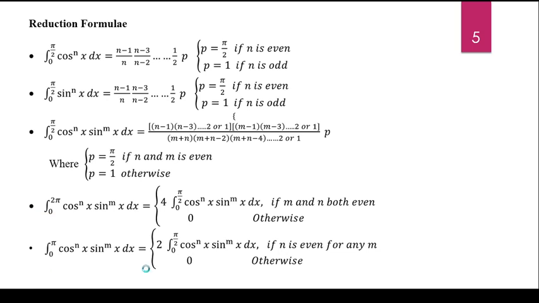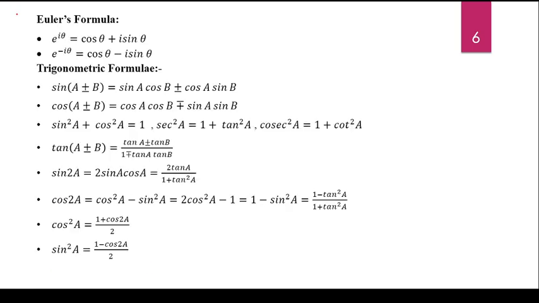Now next, Euler formula. Euler formula: e raised to i theta is equal to cos theta plus i times sin theta, and e raised to minus i theta is the complex conjugate of e raised to i theta. Now, the trigonometry functions are useful while solving problems.